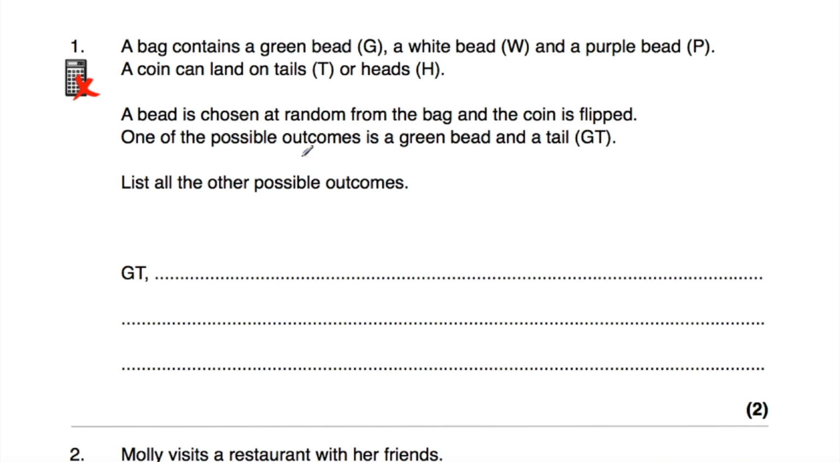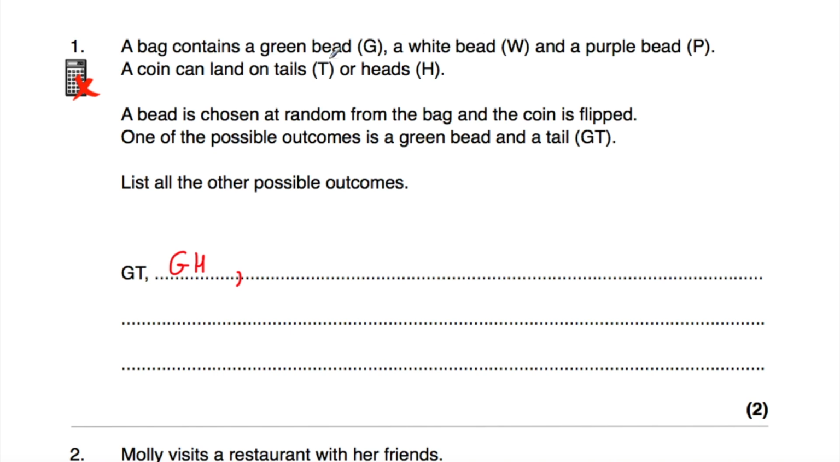Whenever you're doing questions like this, it's quite important that you work systematically. So we've done green bead and a tail. The next one that I think would be logical would be a green bead and a head, working systematically, not just jumping around and going, we've done a green and a tail, let's then go to a purple and a head. Let's work through in order. So we've done all the green beads, a green bead and a tail, and a green bead and a head. Now let's consider the white beads.